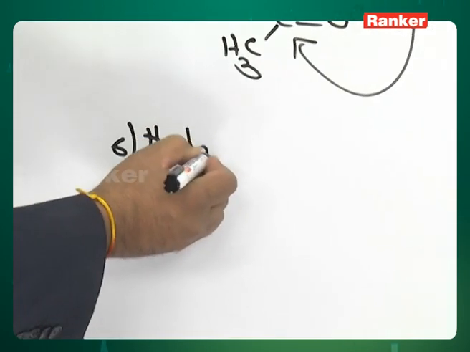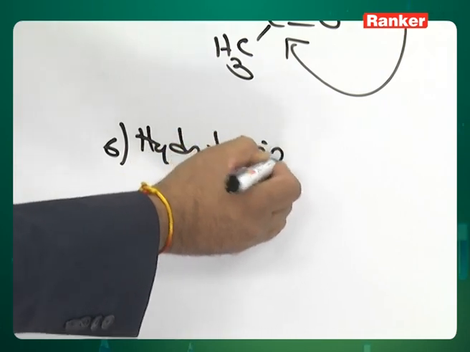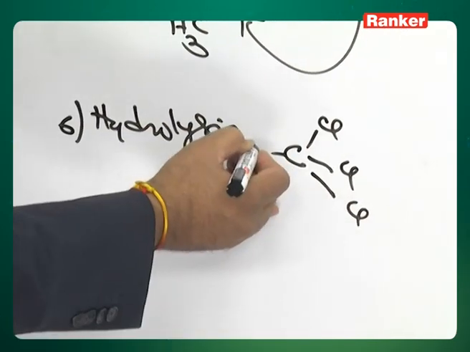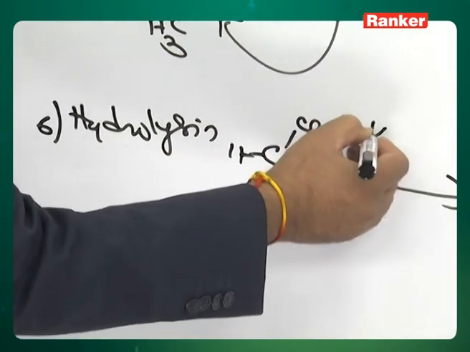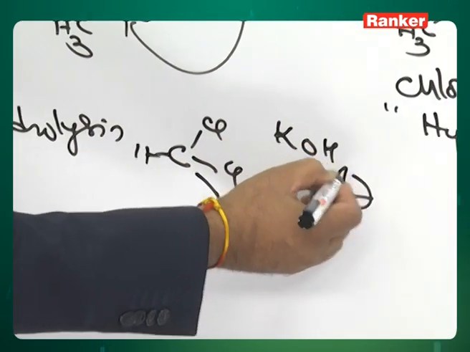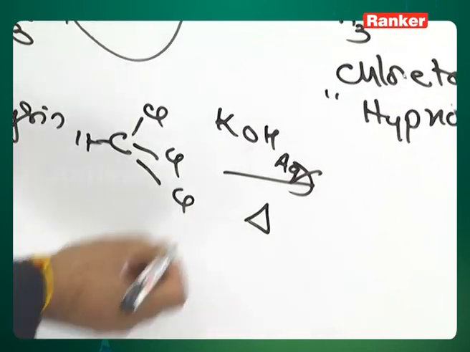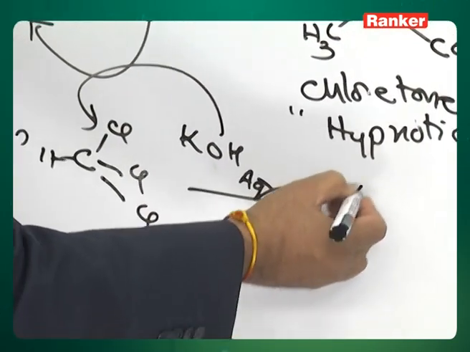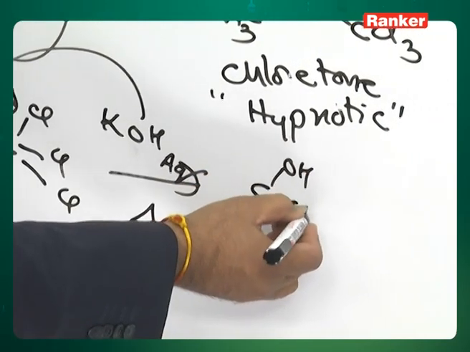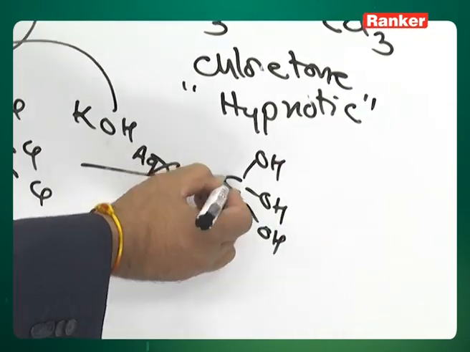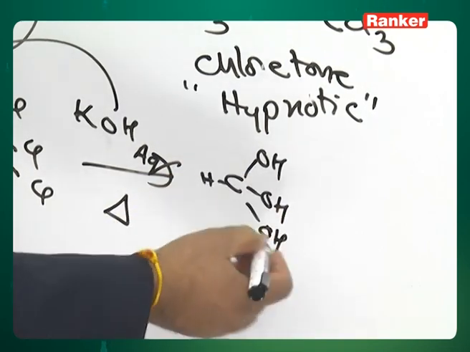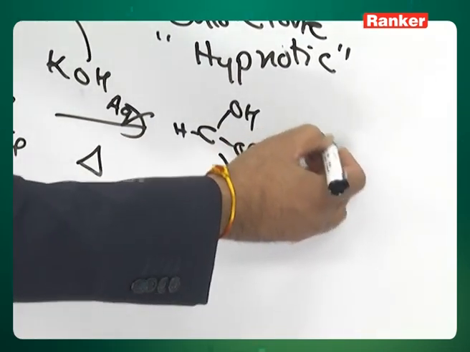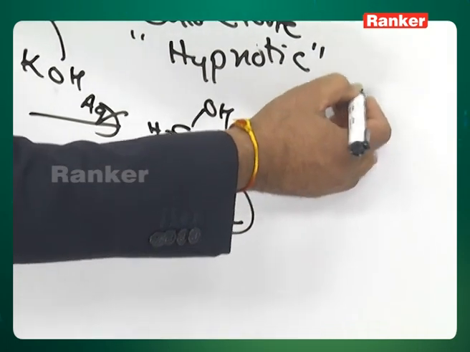Hydrolysis of chloroform. Chloroform has 3 chlorines, right? These 3 chlorines can be substituted with potassium hydroxide in aqueous solution. Boil for some time. All the OHs will replace the Cl. So initially the 3 Cls will become 3 OHs. But unfortunately 3 OHs on one carbon is unstable, so it leads to formic acid.